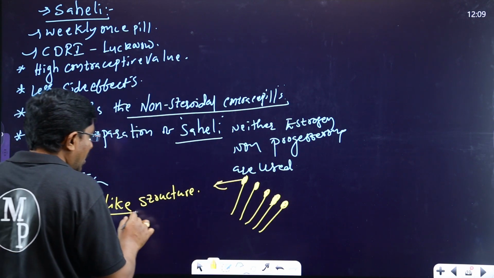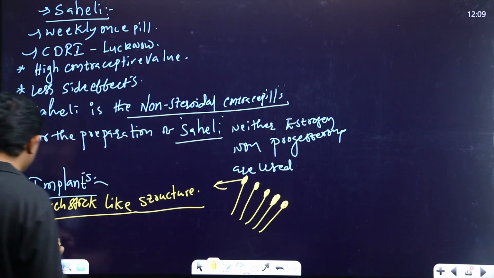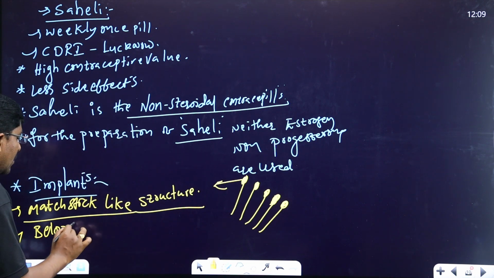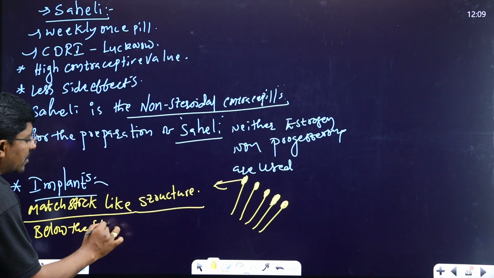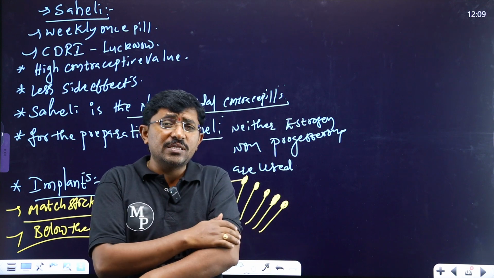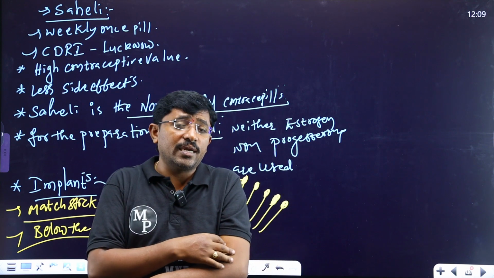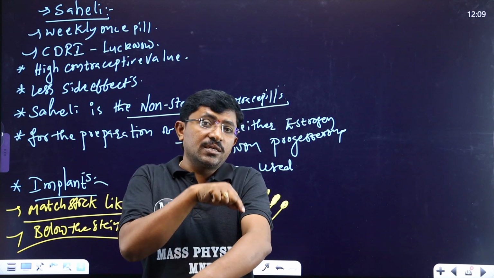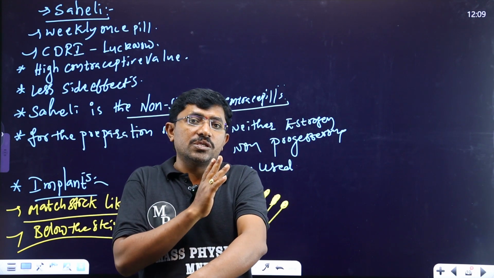It is matchstick-like, and these are inserted below the skin. See, for example, it is the skin, especially wherever the skin folds are. So you just remove the skin layer and insert these implants, and after that, stitch.